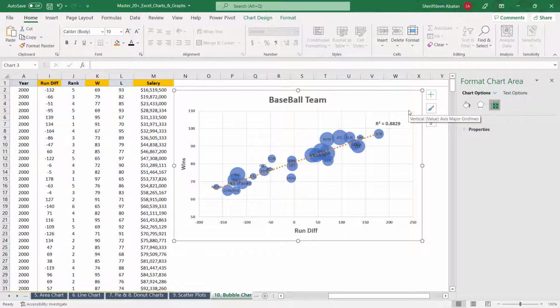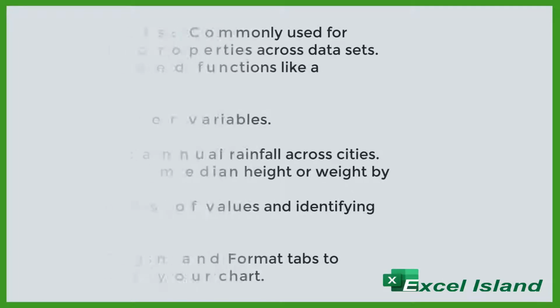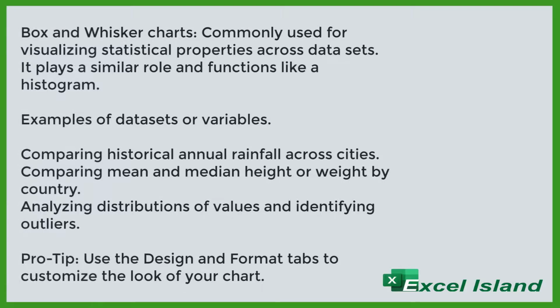Let's go to the next chart type. The number 11 type of chart and graph we'll be looking at is called the box and whisker chart. This is commonly used for visualizing statistical properties across a data set, and it plays a similar role and function to a regular histogram. Examples of variables you can use on this chart type are comparing historical annual rainfall across cities, comparing mean and median height or weight by country, or even analyzing the distribution of values and identifying outliers.